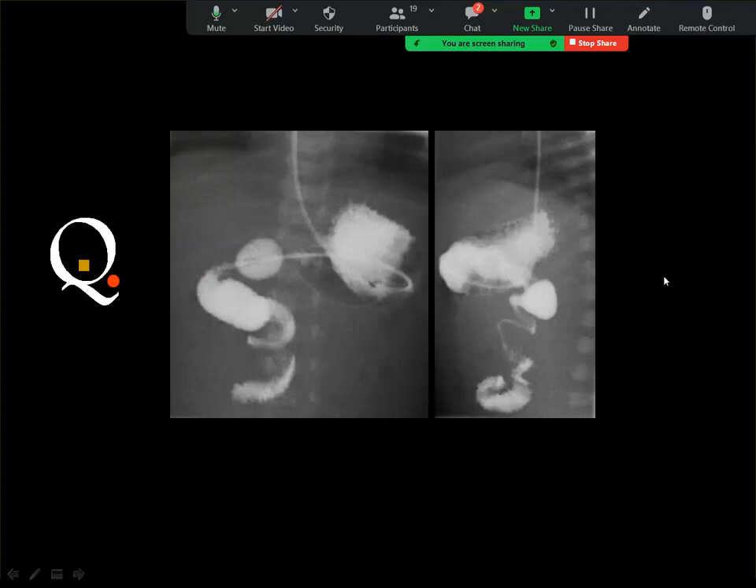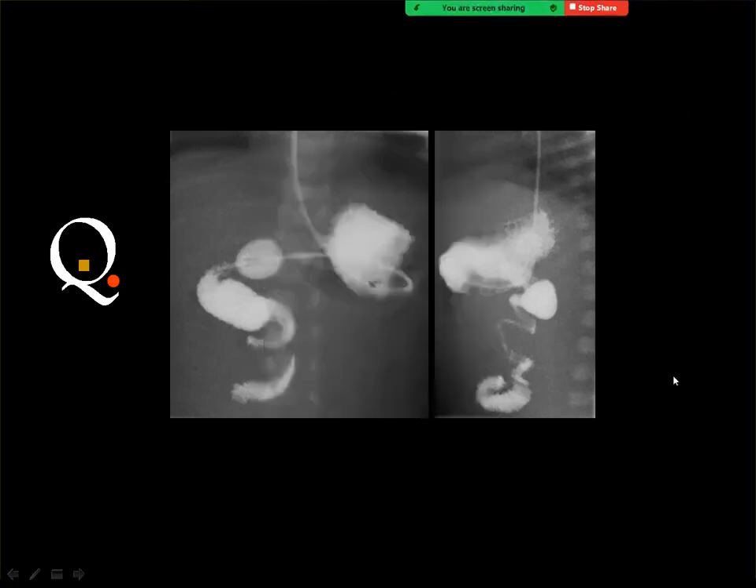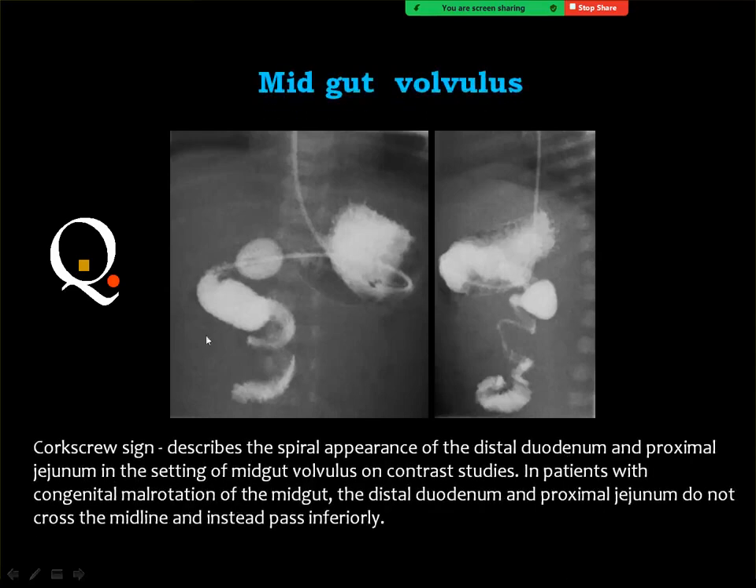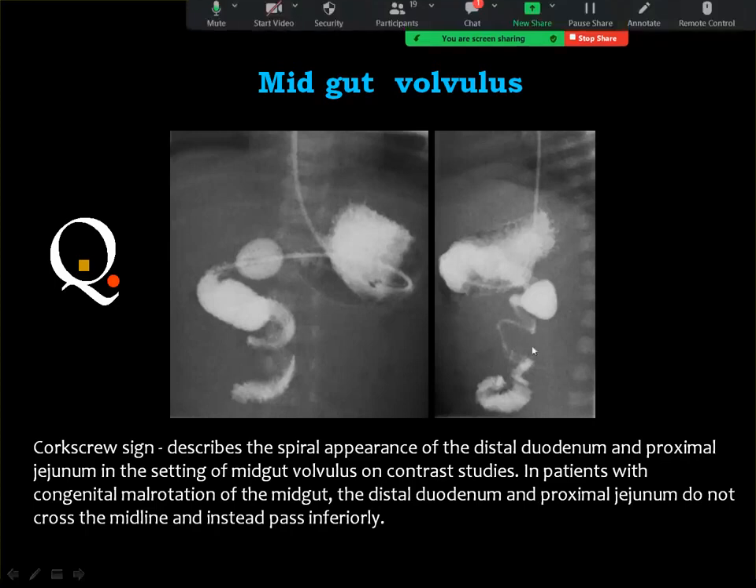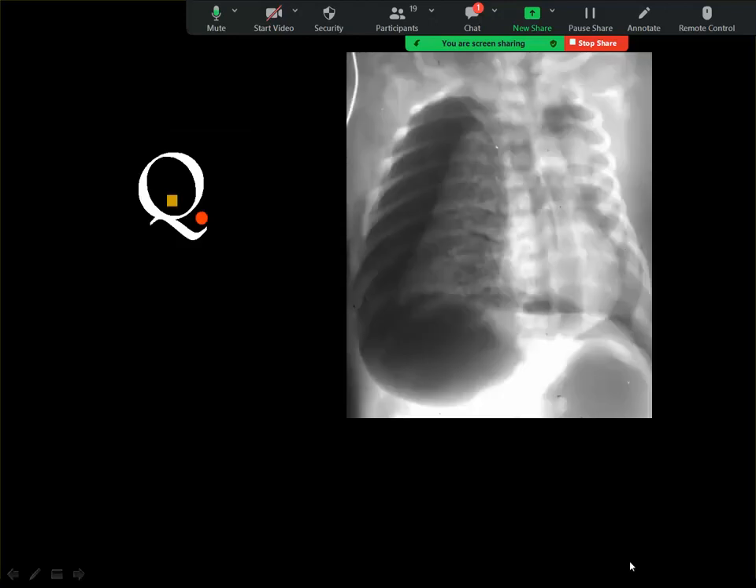Next case is barium meal of a neonate presenting with projectile vomiting. Yes, and this is a classic appearance of mid-gut volvulus, and you see the corkscrew appearance of the duodenal and the jejunal loops, which is very characteristic for mid-gut volvulus.